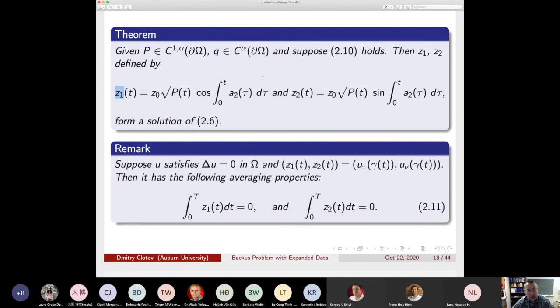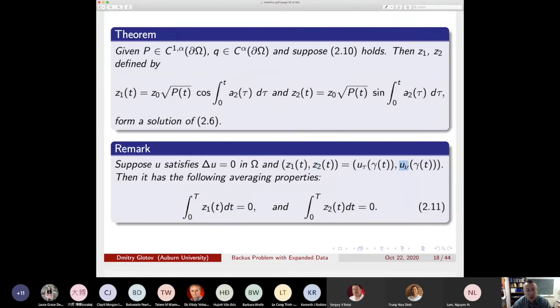And so we can pat ourselves on the back and say we were done. But now the question is, does what we find correspond to the solution of the original Backus problem? And there are some features to keep in mind. So Z1 comes from the tangential derivative of u. So when we integrate Z1, we're supposed to get zero. So if we don't get zero, this is an indication that something is wrong. Same thing for Z2, which is u nu.